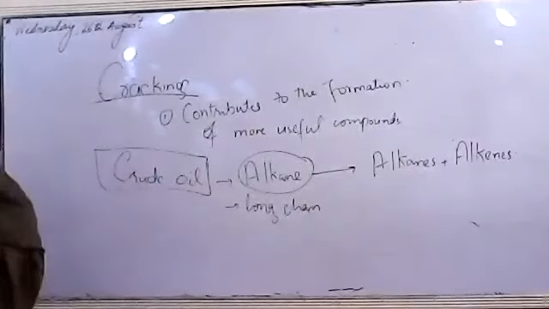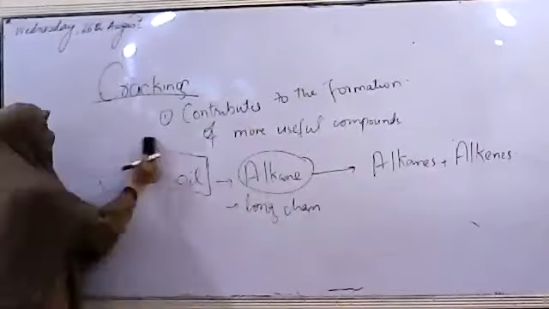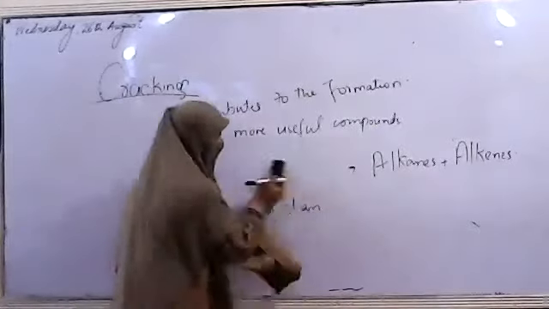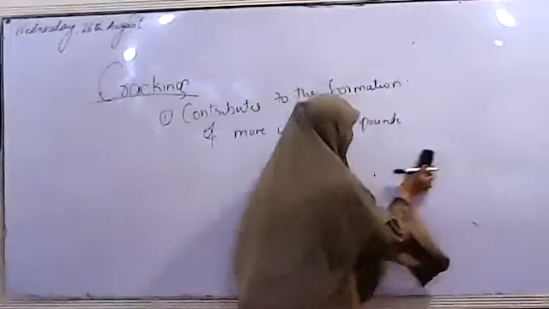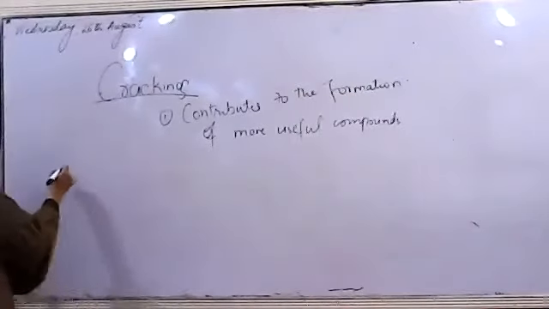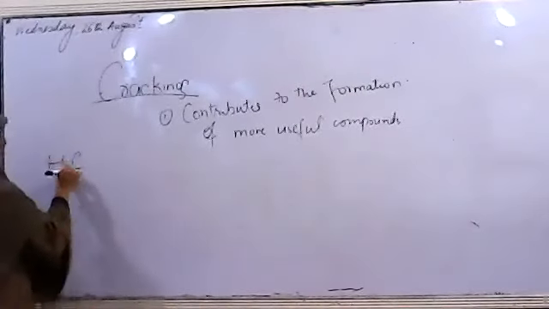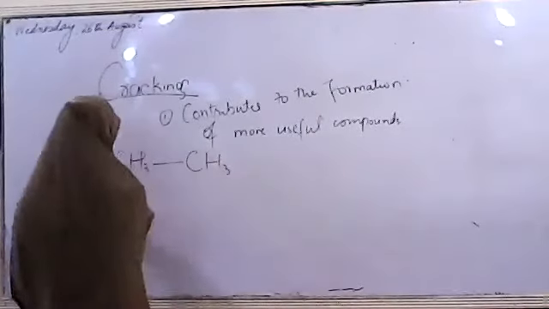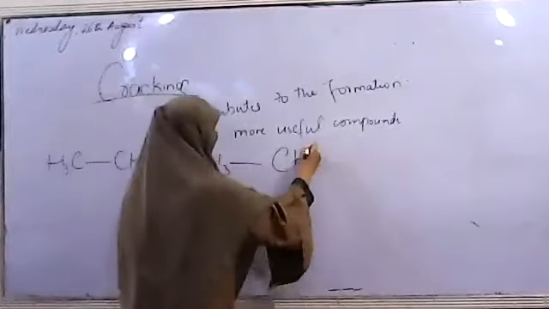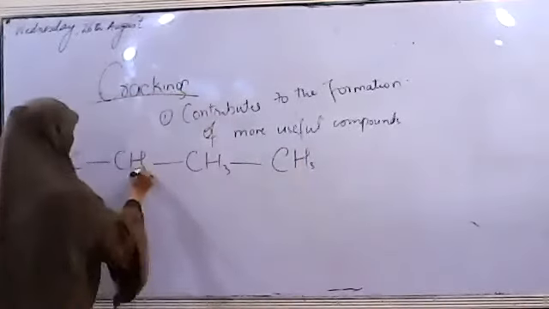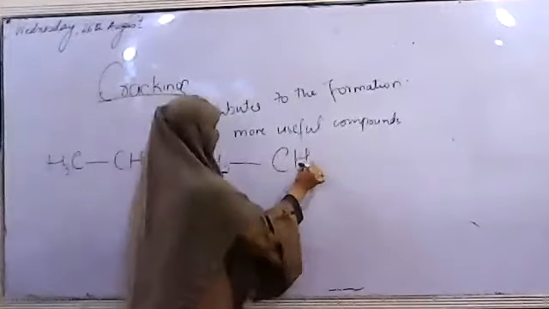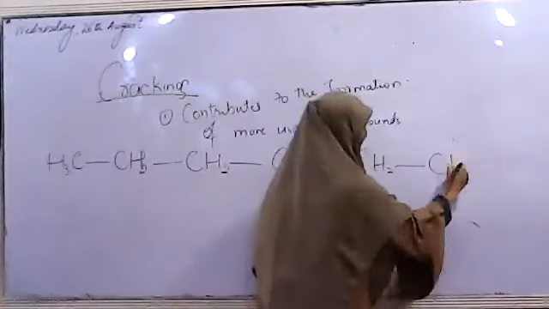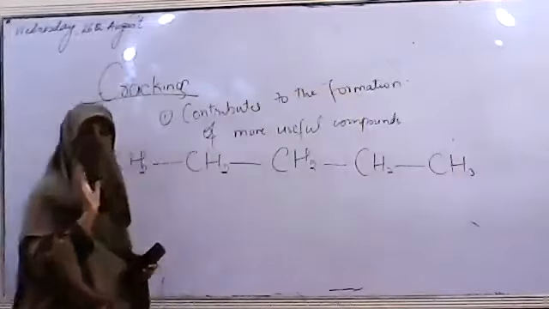Okay, let's say we take a compound. We are taking hexane. Hexa is a prefix used for 6 carbons. We have hexane, CH3, CH2, CH2, CH2, CH2, CH3. 1, 2, 3, 4, 5, and this is the 6th carbon. We have a hexane compound.